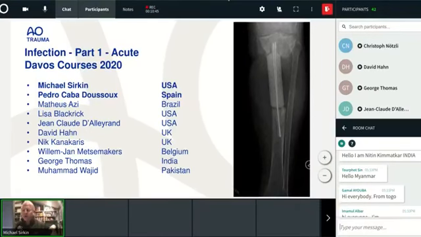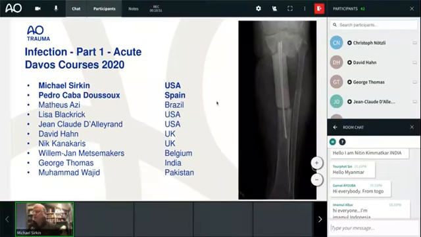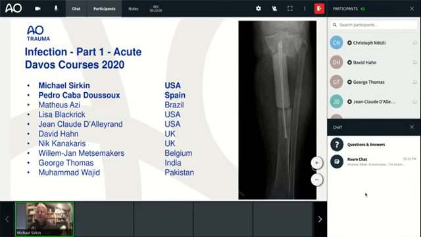In addition, on your bottom right, you see a chat box. There are 2 chat boxes. One is the room chat, and the other is the question and answer chat. Please feel free, if you have technical problems, to use the room chat. But for questions and answers, we would like you to use the question and answer chat so that we can get your questions answered.